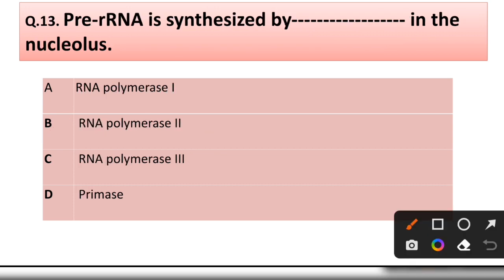Question number 30. Pre-rRNA is synthesized by dash in the nucleus. RNA polymerase 1, RNA polymerase 2, RNA polymerase 3, primase. Answer is RNA polymerase 1.